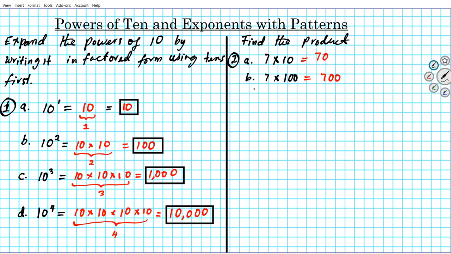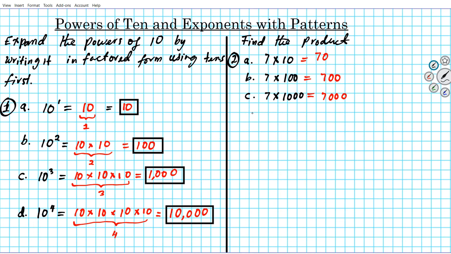All right, let's try another one. 2C. What is 7 times 1,000? Now, if you want to do this using repeated addition, you're going to write down 1,000 sevens and add them all up. That's a pain, right? But using this pattern that we're generating here, we can easily know what the answer is. 7 times 1 is 7, and then you append the zeros. Bam, bam, bam. 7 times 1,000 is 7,000.